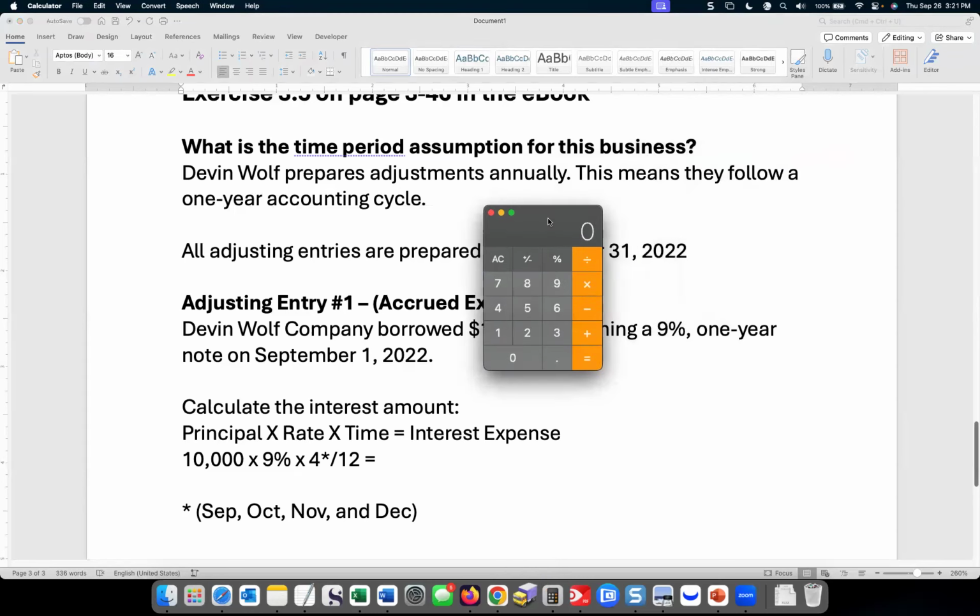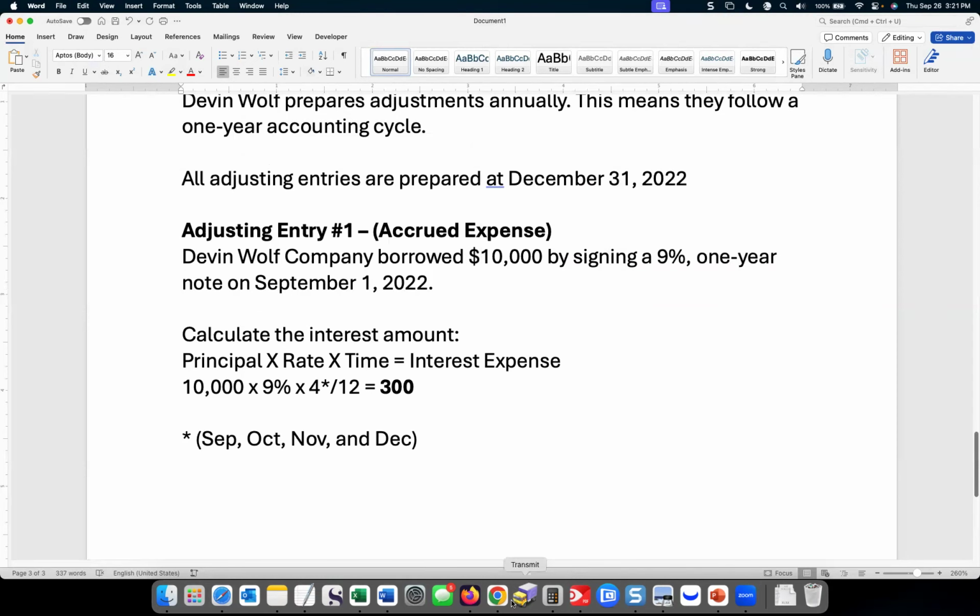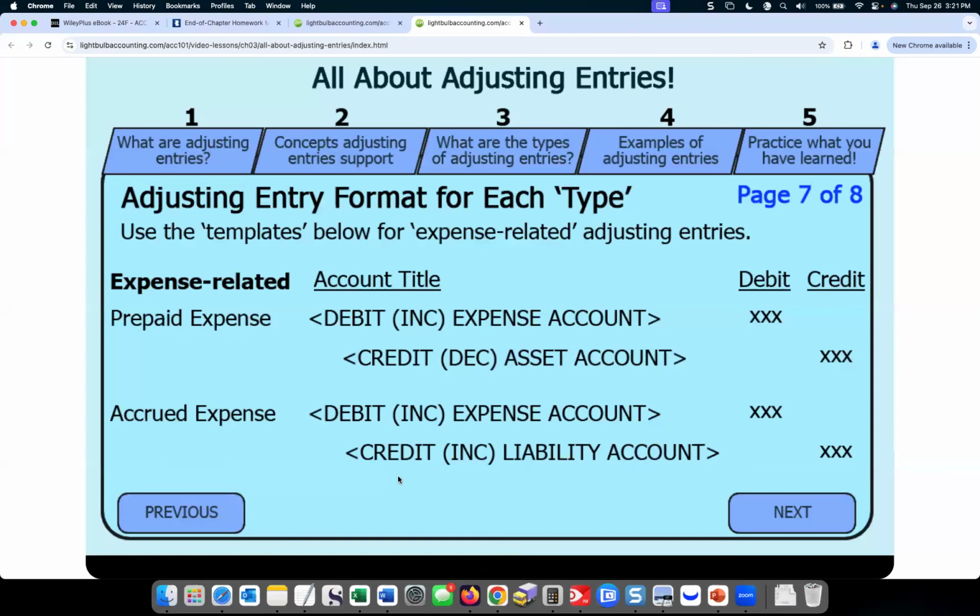Now that we have that number, now we can prepare the journal entry. But how do we do that? When we go in here, the template says debit an expense account, credit a liability account. Knowing what you know about account titles and knowing that we're recognizing interest, what would I call that expense account? What would I name it? Venture a guess.